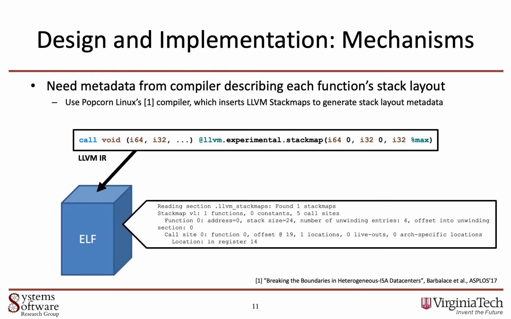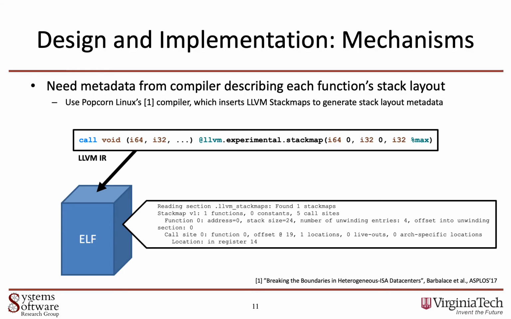Next, let's talk about some of the mechanisms that Chameleon uses to achieve these goals. First, Chameleon needs metadata from the compiler describing how it's laid out each function's stack. While initially we thought we could use DWARF debugging information, it turns out this is actually incomplete, especially as you turn on more optimizations inside the compiler.